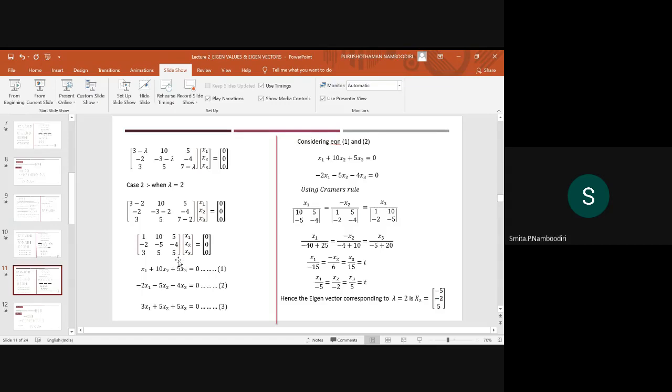Okay, writing it in the form of equations. So x1 plus 10x2 plus 5x3 equal to 0. Minus 2x1 minus 5x2 minus 4x3 equal to 0. 3x1 plus 5x2 plus 5x3 equal to 0. We are just opening the bracket, multiplying these two matrices. Again, take any two equations. I'm considering 1 and 2, or 1 and 3, or 2 and 3. Any combination will give the same answer. Use Cramer's rule.